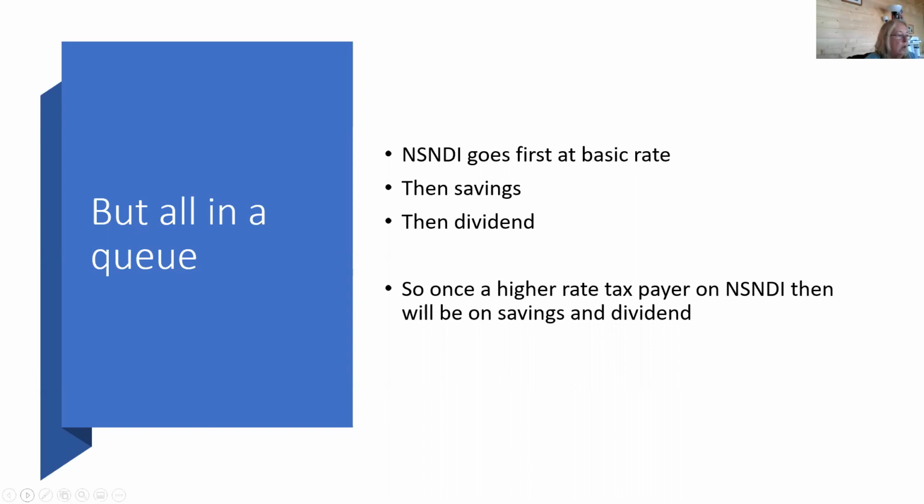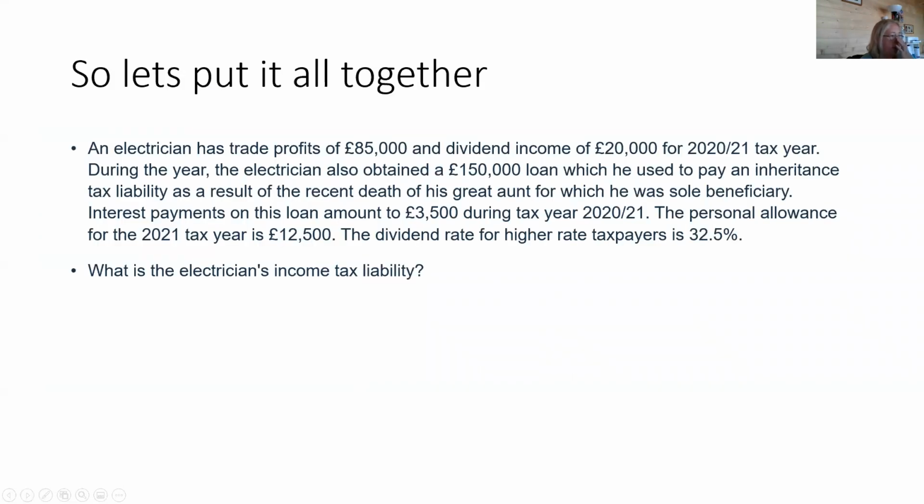Okay. So let's just put that all together. I've just taken a question from one of the multiple choice questions here, and it tells us that an electrician has trade profits of £85,000 and dividend income of £20,000. He also obtained a loan which he used to pay an inheritance tax liability, and interest payments for that are £3,500. Personal allowance for this tax year is £12,500, and the dividend rate is 32.5% for higher rate taxpayers. Okay, so what's his income tax liability?